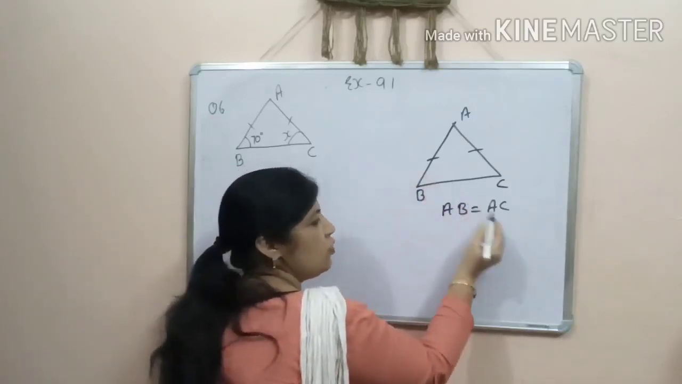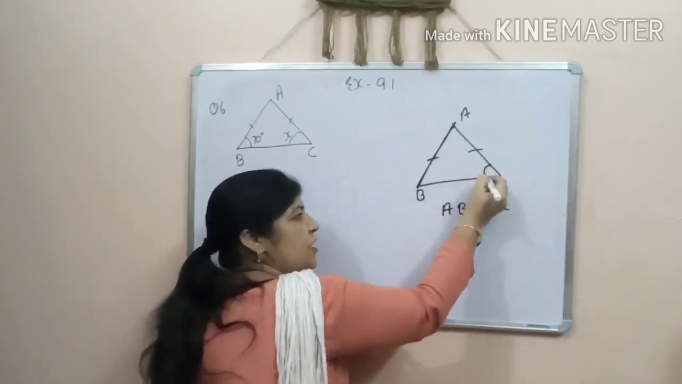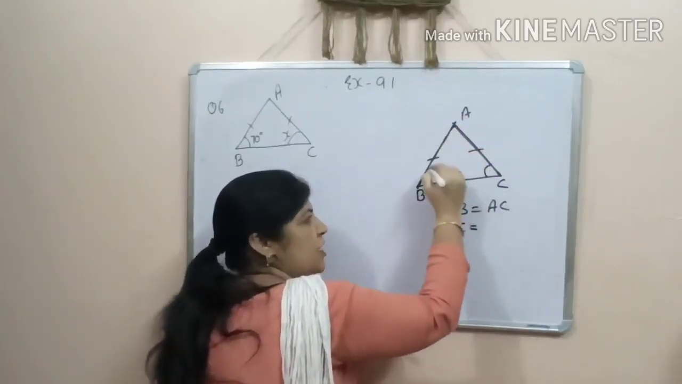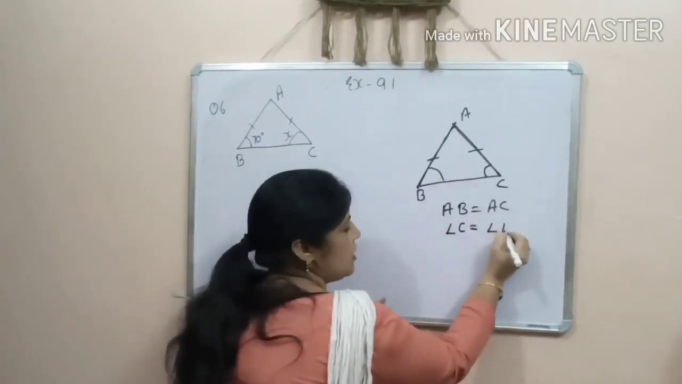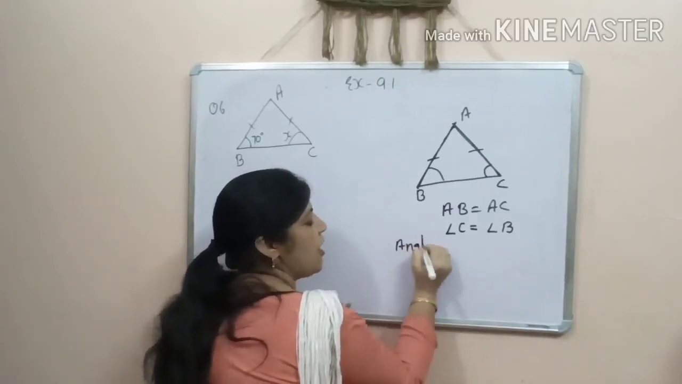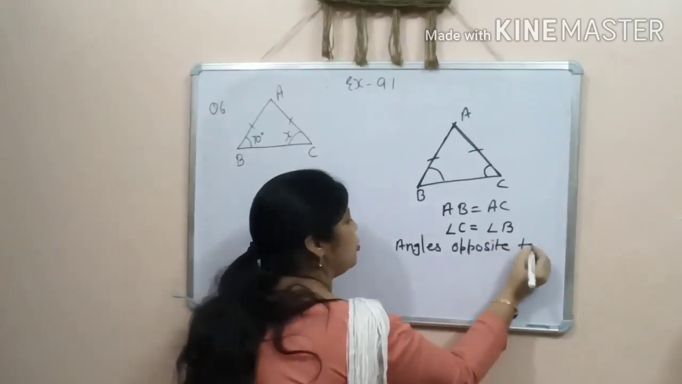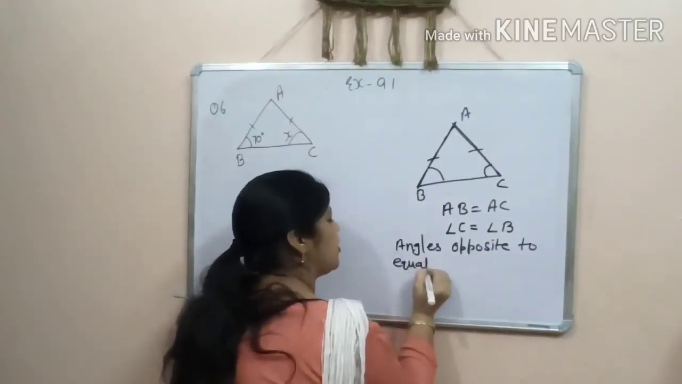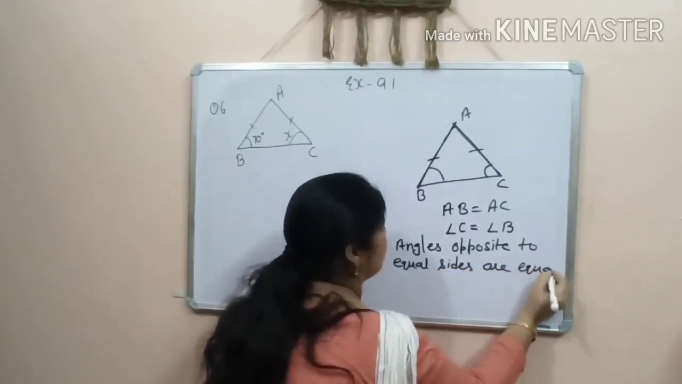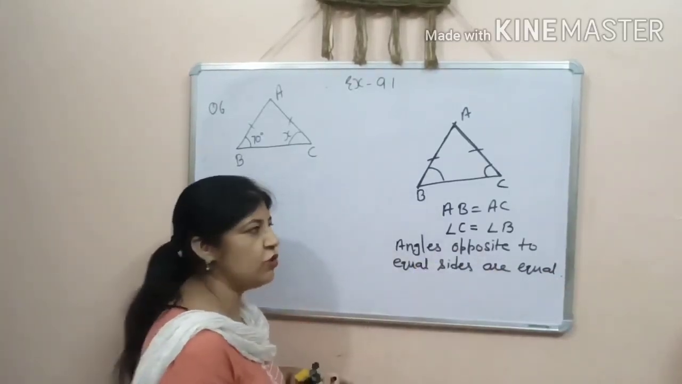If AB is equal to AC, then the angle opposite to side AB is C, and the angle opposite to side AC is B. So angle C will be equal to angle B. And which property is this? Angles opposite to equal sides are equal. Clear? Angles opposite to equal sides are also equal.